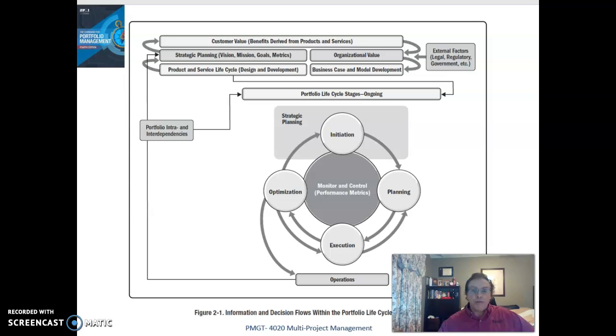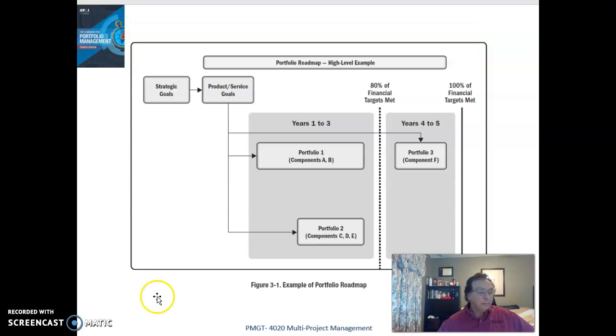We also have a portfolio roadmap. Figure 3-1 is a visual high-level document that shows how portfolio components are tied to strategic goals. Also in Chapter 3, we talk about key performance components, which are the projects and programs that we've spoken of previously.